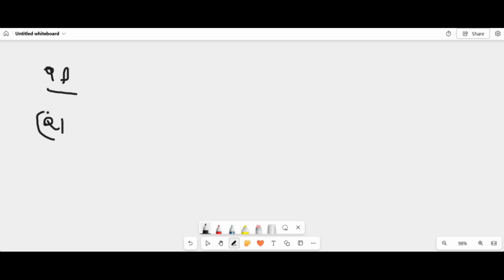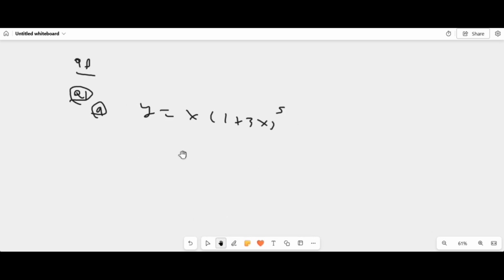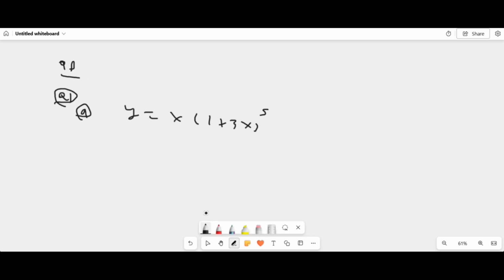Alright, cool. So question 1A. Alright, calm. So y is equal to x, open bracket, 1 plus 3x to the power of 5, yeah? So obviously in this situation, we need to use the compound rule. I don't know what the actual name for it is. I can't remember, bro. I'm just going to call it the compound rule, yeah?